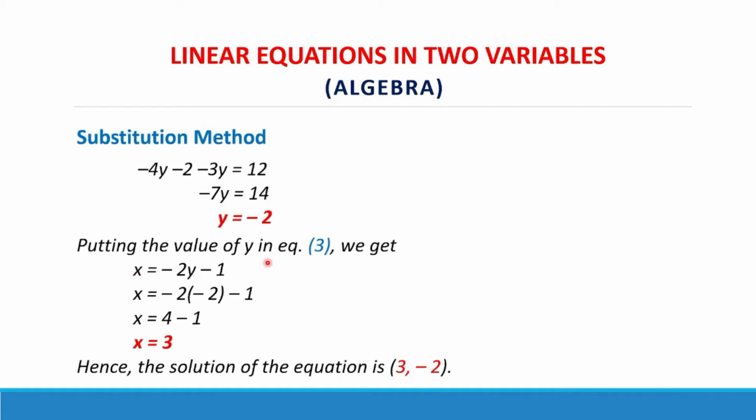Then, putting the value of y in equation 3, x = -2y - 1, and we got the value for y, which is -2. So x = -2 times -2 - 1; negative times negative is positive, 2 times 2 is 4, or 4 - 1, and x = 3. Hence, the solution of the equation is (3, -2), or this is (x, y). And that's the substitution method.